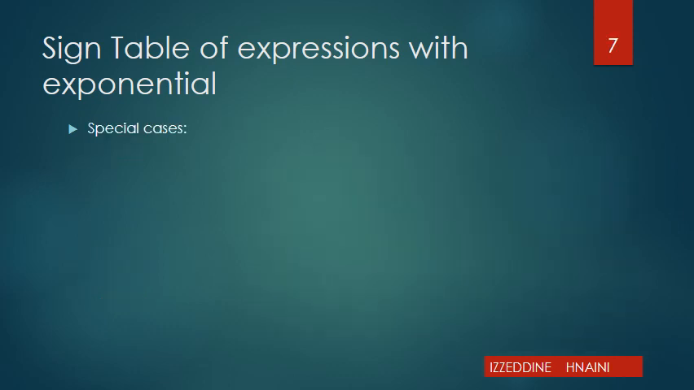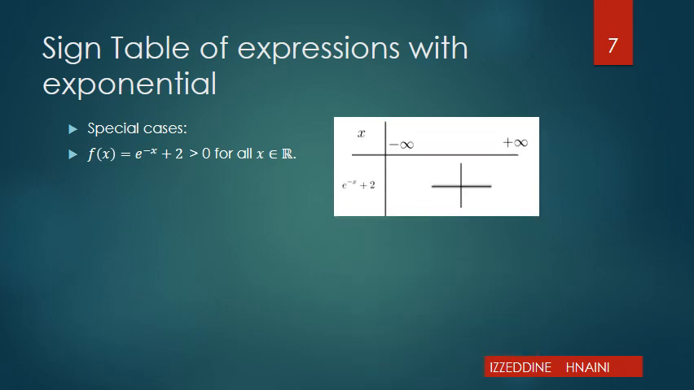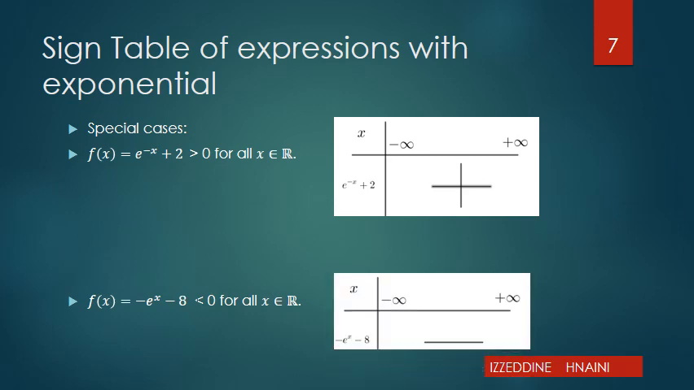Special cases: if you have the function e^(−x) plus 2, e^(−x) is always positive and plus 2 is always positive, then this function is always positive. f of x equals minus eˣ minus 8. Minus eˣ is negative and minus 8 is negative, so this function is always negative.